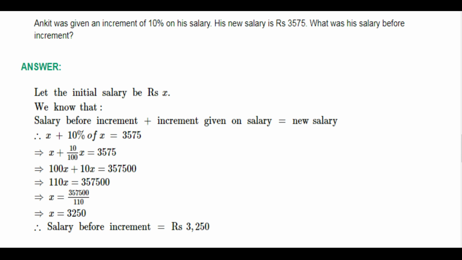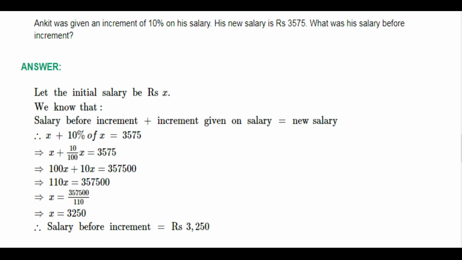Ankit was given an increment of 10% on his salary. His new salary is rupees 3575. What was his salary before increment? So in this sum they are telling you Ankit was given how much increment? 10% increment on his salary. And now his present salary is rupees 3575. So they are asking you to find his original salary, that is before increment, right?